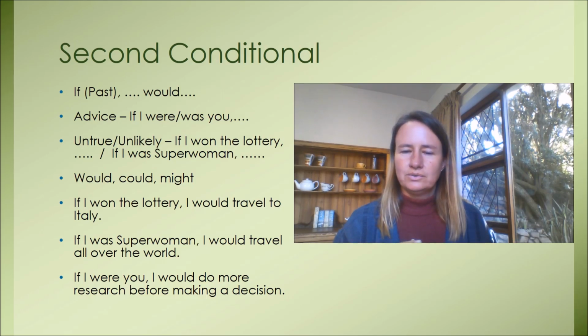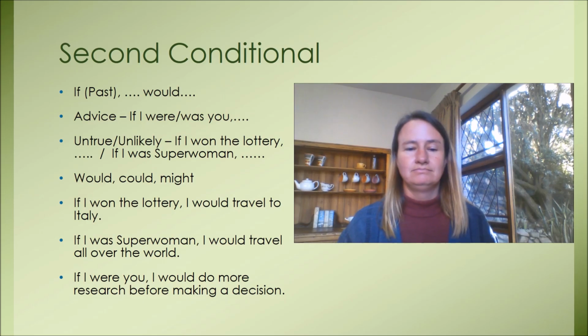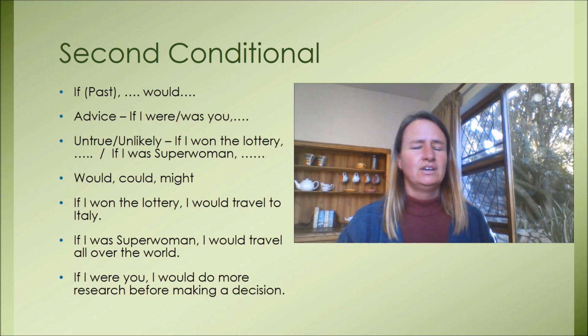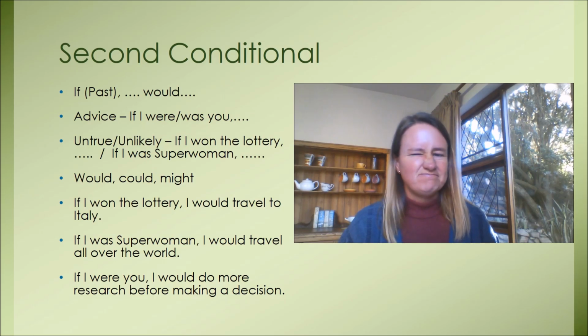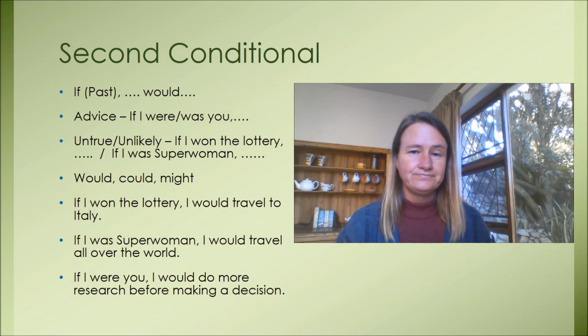Okay. With the second conditional here, remember we could also say if I won the lottery, I could travel to Italy. I could travel to Spain. It's also possible. If I was Superwoman, I would travel all over the world. I might travel all over the world. And if I were you, I would do more research. I might do more research. I could do more research to make a better decision.